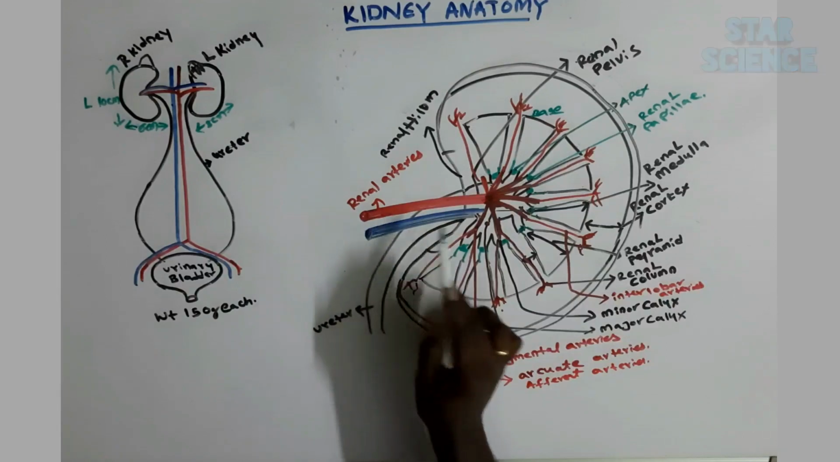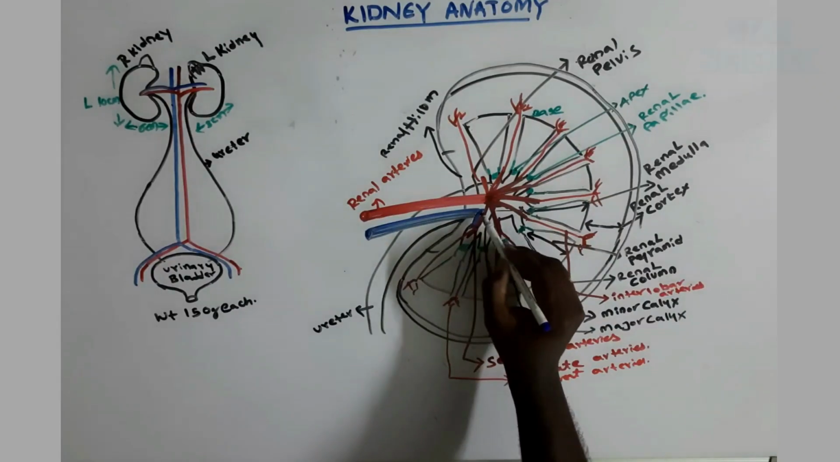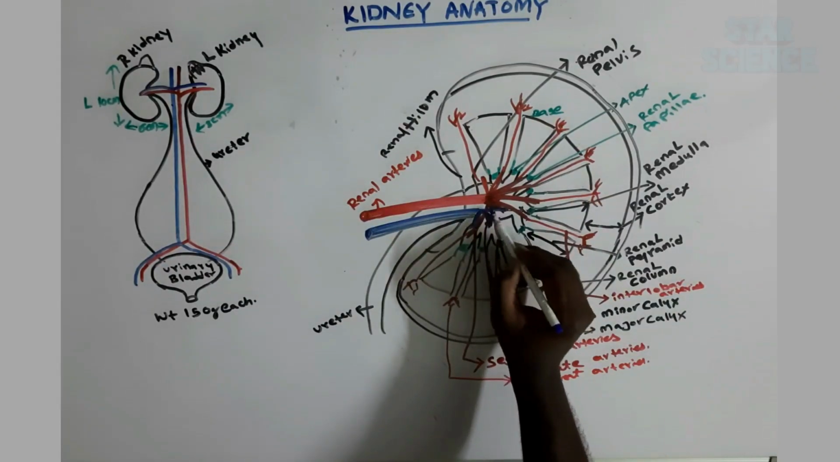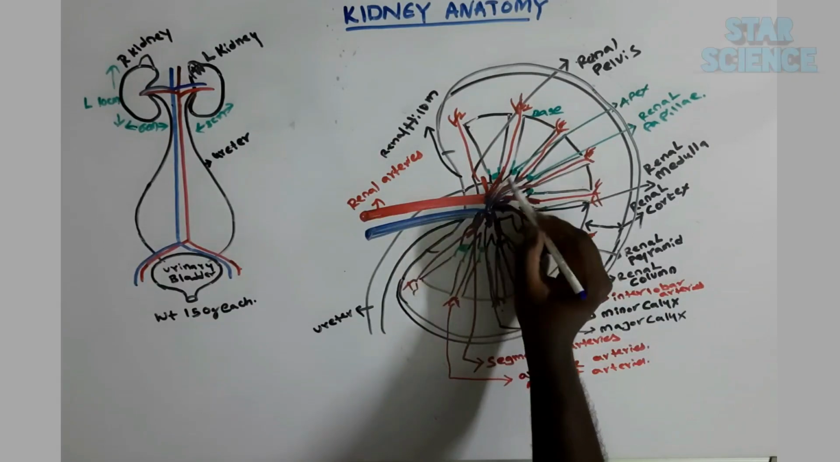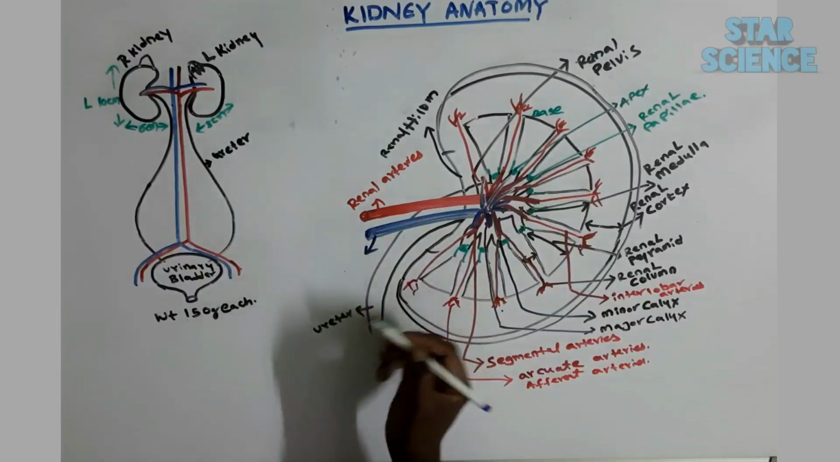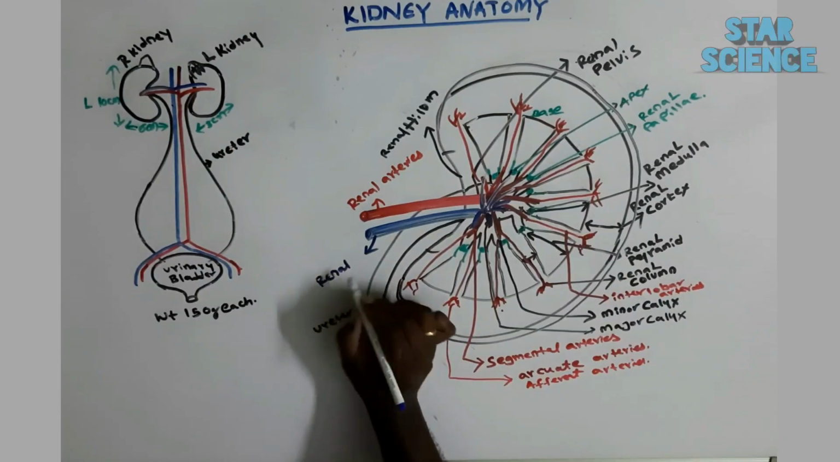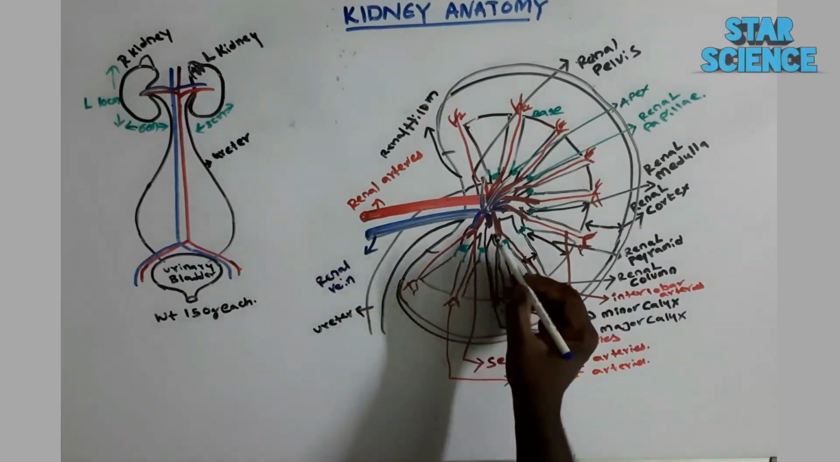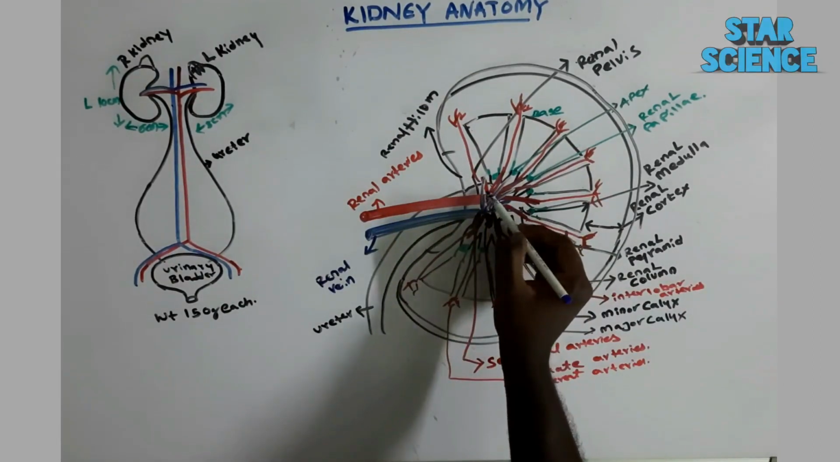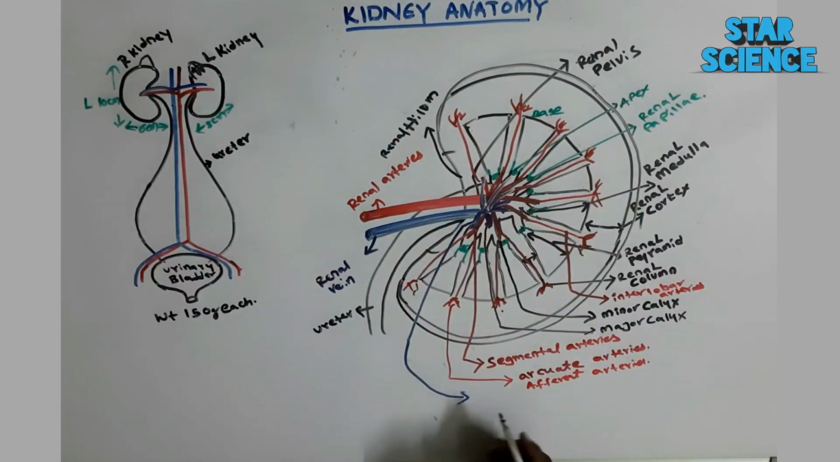Now we'll see what the venous return is. The venous return which comes out of the renal hilum is called the renal vein. Now I am going with the renal vein, which brings blood from the kidney and connects to the inferior vena cava. And now we are seeing certain branches, which are called the segmental veins.